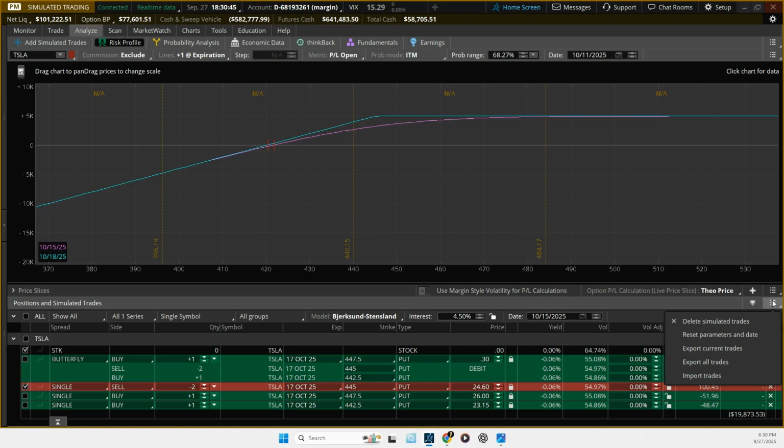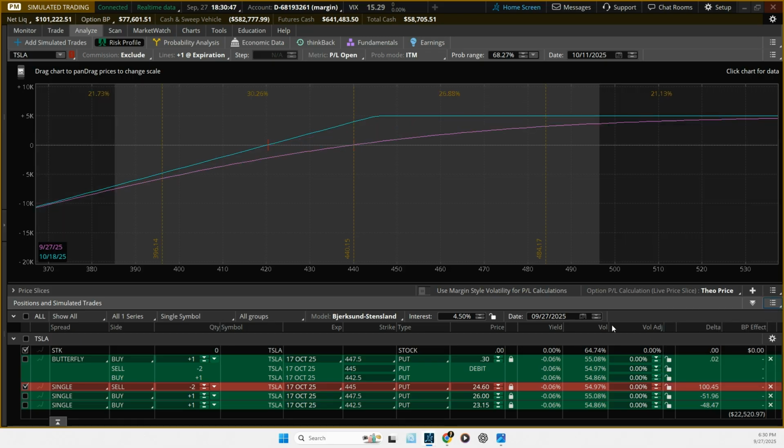let me reset this to Monday. On Monday, if Tesla moved up to 445, we're looking at around a $600 profit, right around 600 bucks on the puts alone, because it's moving up, the puts are moving in value.